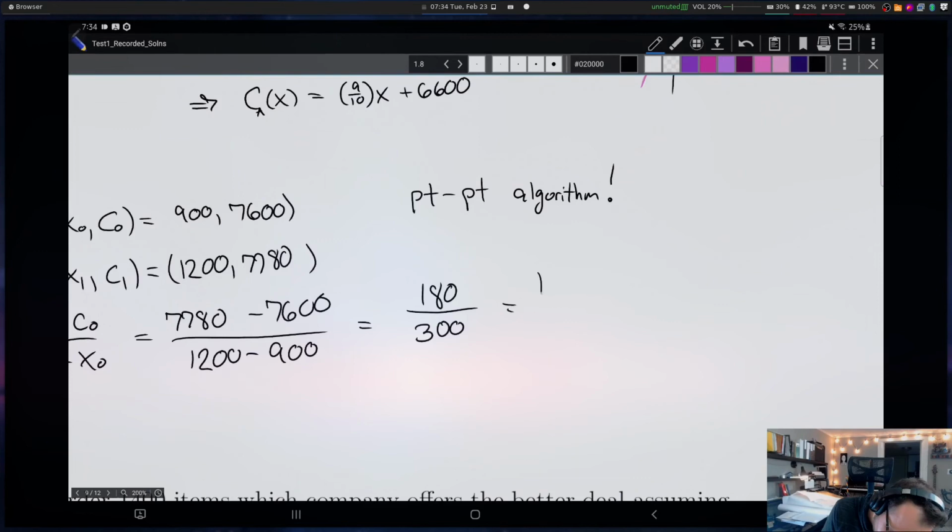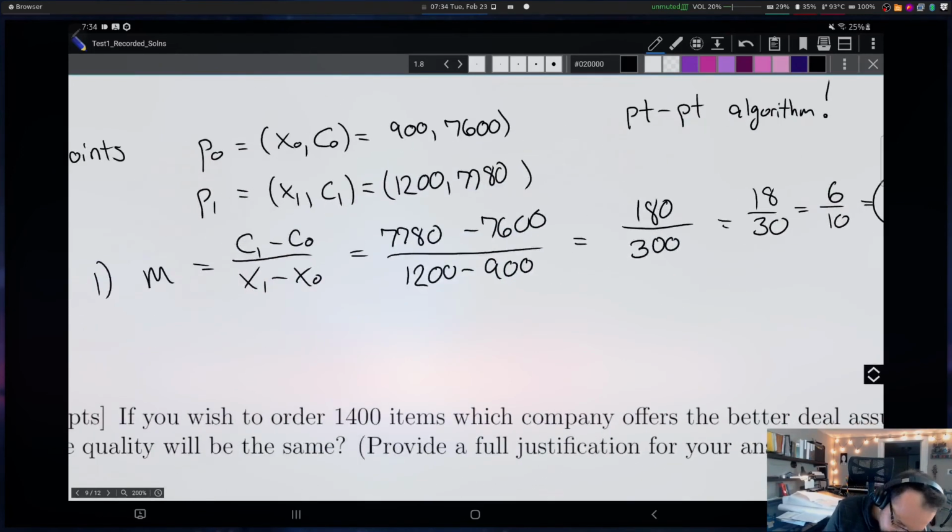And okay, so this is 18 out of 30. Let's maybe divide through by 3. 6 out of 10. And divide by 2, so it's 3/5. So that's our slope. And now we can do point slope with either of our points.